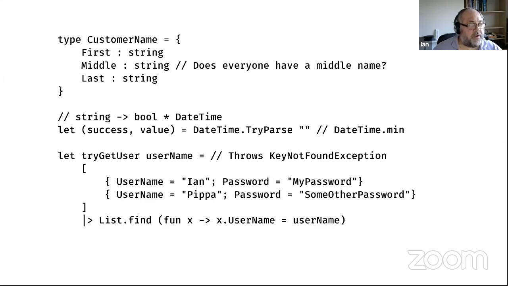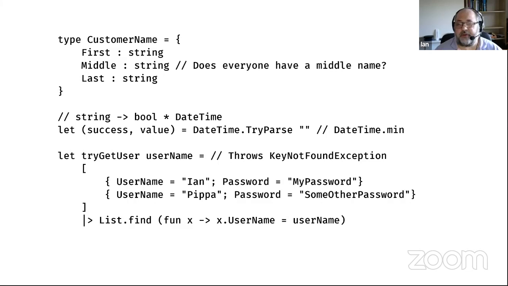And finally, the last one. I've created a little function, try get user, passing in the username. I've got a little list of users, and then I do a List.find based on the username. So if I do a search for Ian, that's fine, I get a user back. But if I do a search for Fred, what I actually get is a key not found exception. And again, that's not a very nice thing for me to do.